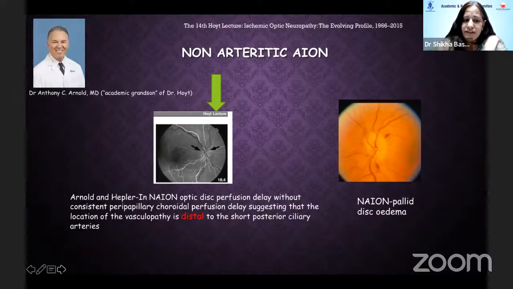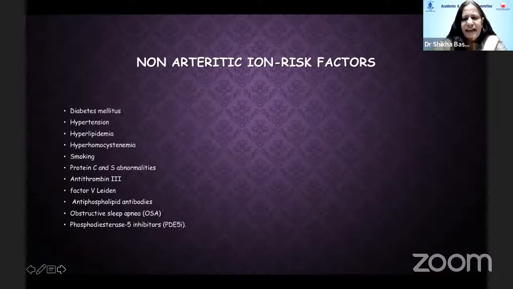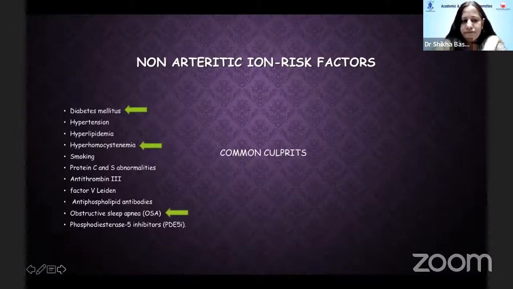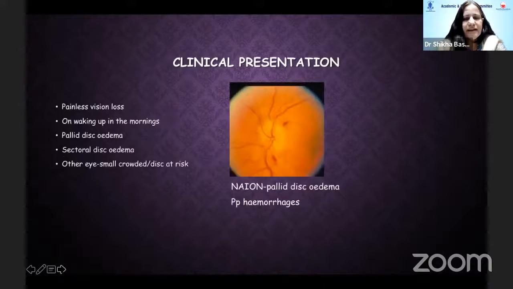So this was suggestive of the fact that this vasculopathy is distal to the short posterior ciliary arteries. Now, these patients can have various risk factors, and when you work them up, the common culprits found are diabetes, hyperhomocysteinemia, and obstructive sleep apnea. These patients present with painless vision loss, mostly on waking up in the mornings, and on examination, the patient can have hyperemic disc or pallid disc edema, peripapillary hemorrhages, sectoral disc edema, and the other eye is usually a small crowded disc, what we call the disc at risk.